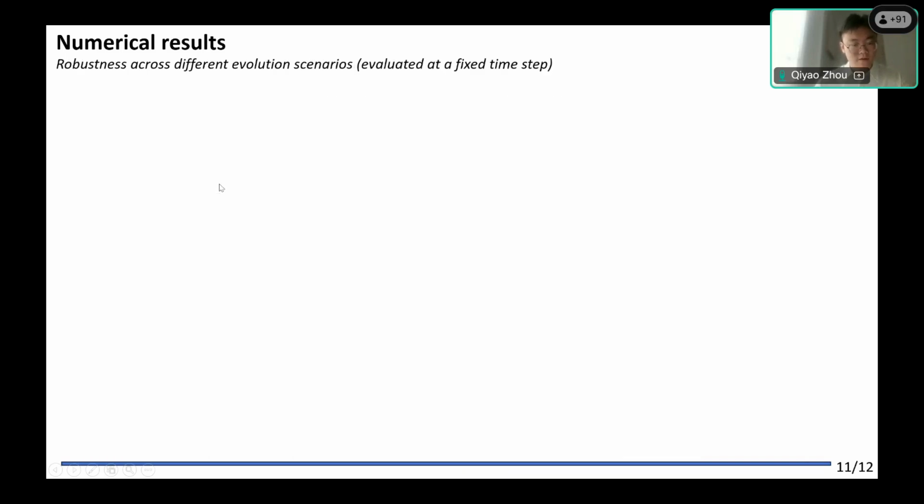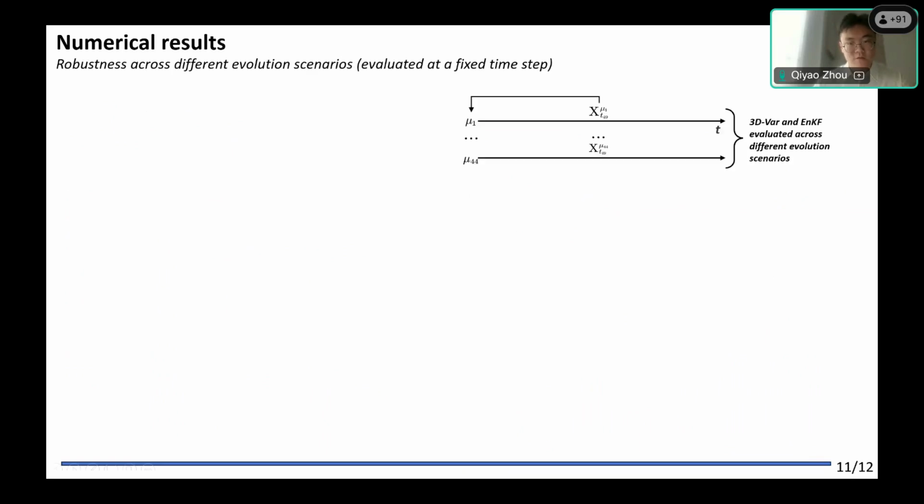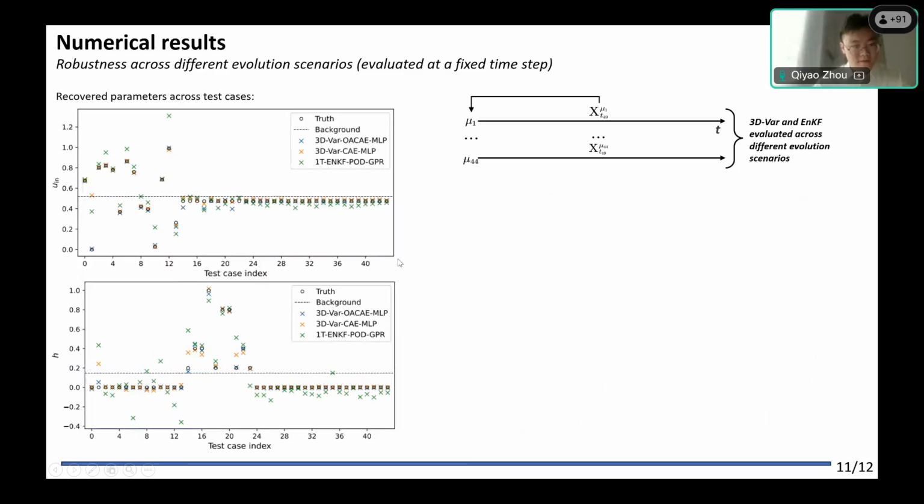And for the last part, we test the robustness of our framework across different evolution scenarios, fixing the observation time step. Here are the recovered parameters for all test cases. Here we have 44 test cases. Starting from the same background value, the 3D Var method recovers parameters that are generally closer to the truth than those obtained with the baseline.